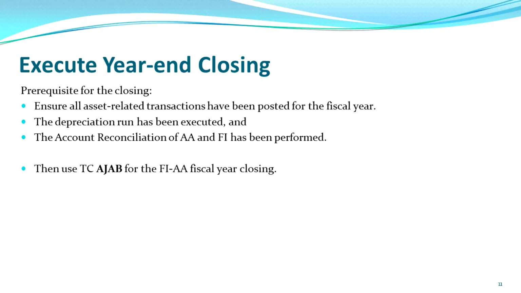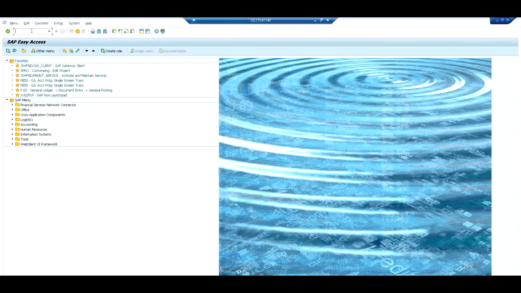So when all these prerequisites are done, then you can use transaction code AJAB for the FI Asset Accounting Fiscal Year Closing. I'll show you in the next video how to execute the year-end closing. How to execute fiscal year closing, that is year-end closing. So you have to use transaction code AJAB.